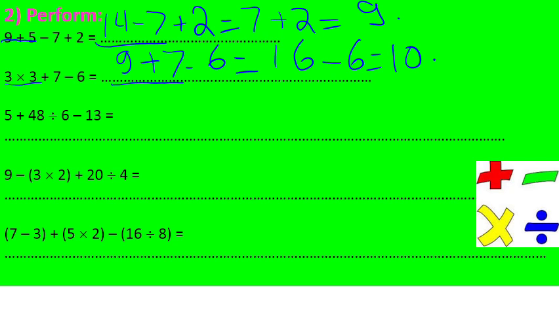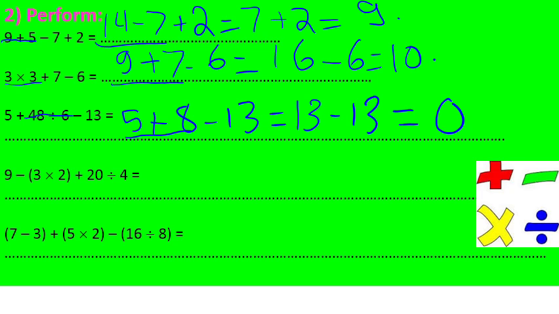Now, Yaleen, 5 plus 48 divided by 6 minus 13. We start with? 48 divided by 6, because division is the strongest. What is 48 divided by 6? 8. So we write 5 plus 8 minus 13. Yes, now? How did you get 13 minus 13? 5 plus 8 is 13. 13 minus 13 equals 0.